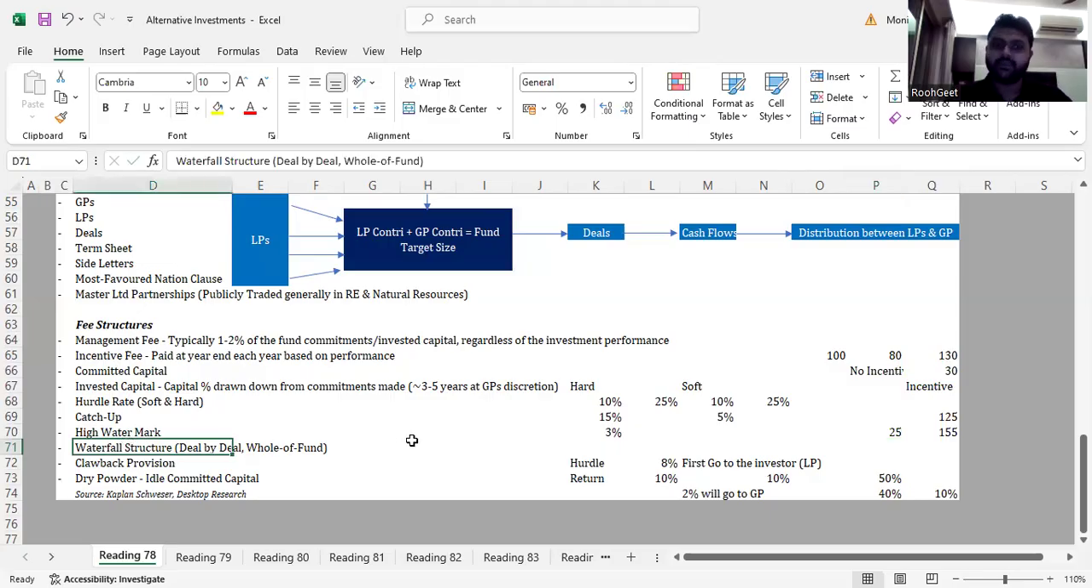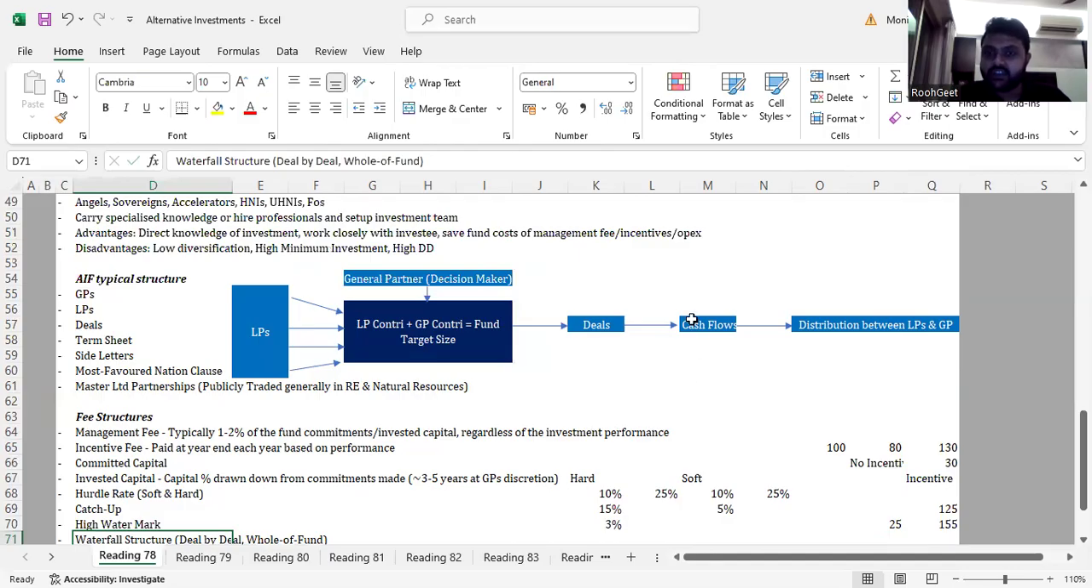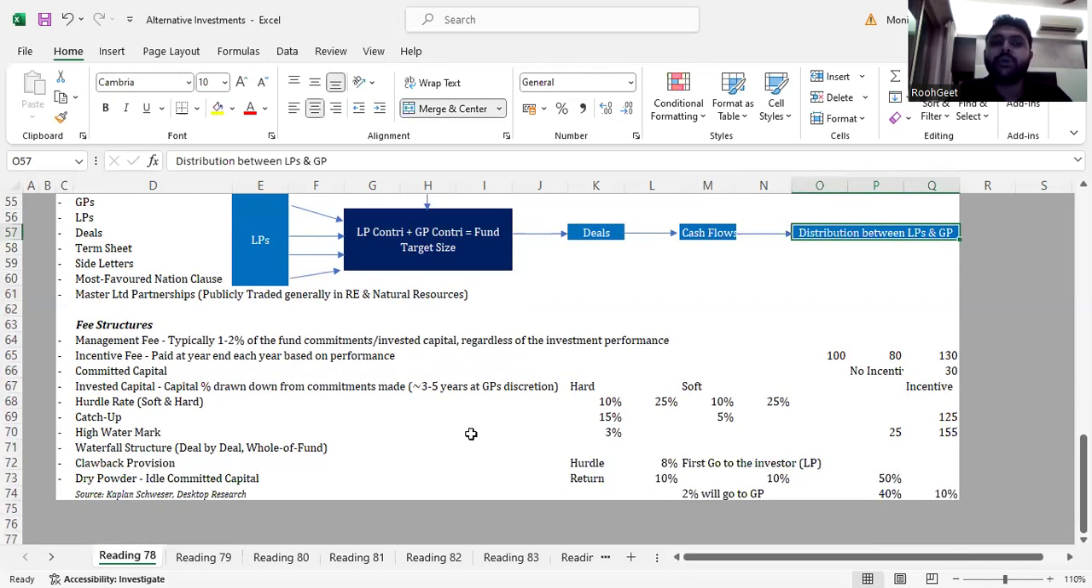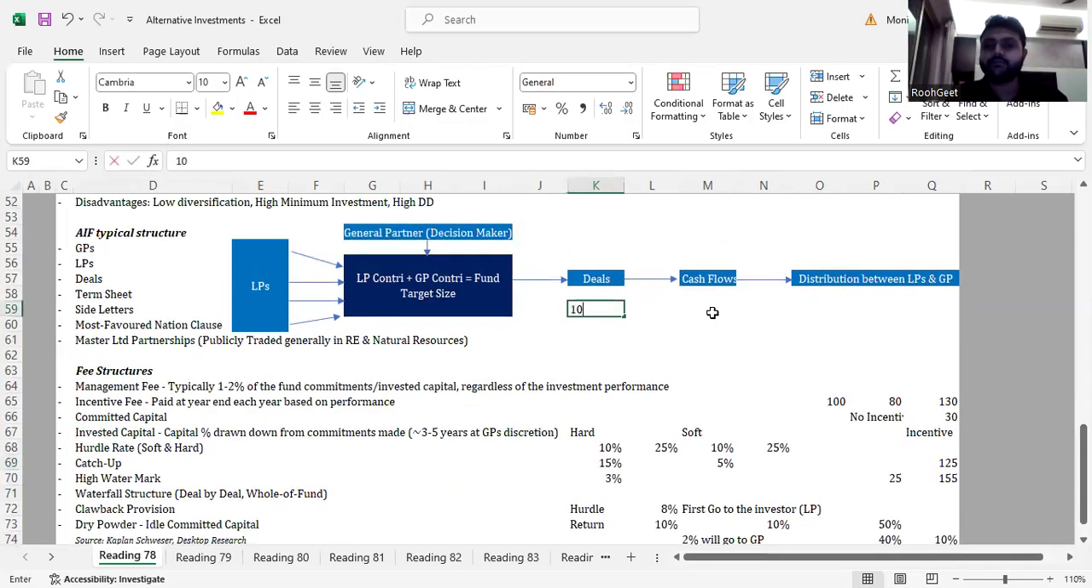Waterfall structure. Okay. Now, what is waterfall structure? Waterfall structure is nothing but once you invest in deals, you start getting cash flows. How do you distribute it between LPs and GPs? There are two ways to do it. One is the deal by deal method. Let's say you did 10 deals.